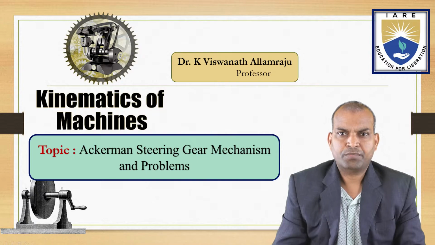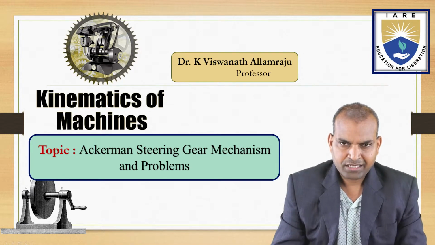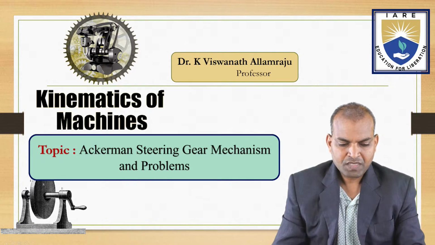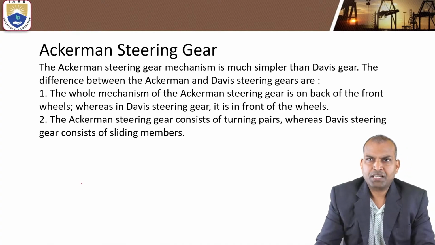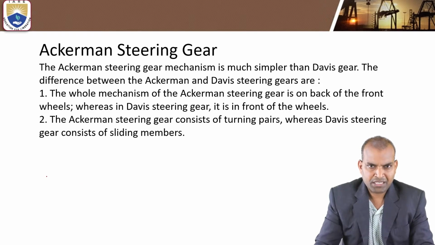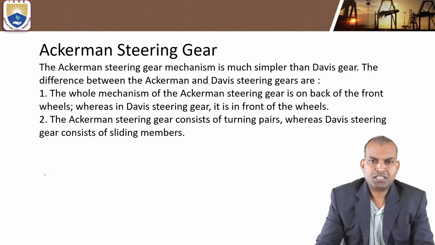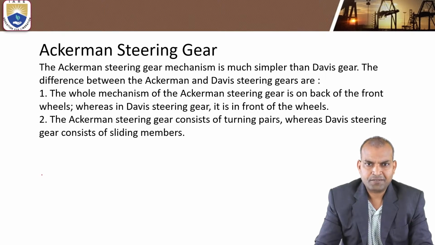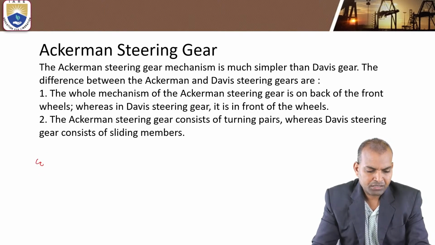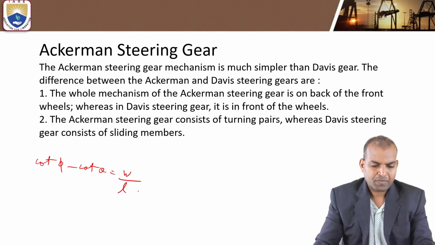Today we are going to study some of the steering gear mechanisms and their problems. One of the steering gear mechanisms here is the Ackermann steering gear mechanism. It is a simpler mechanism in comparison to the Davis steering gear mechanism. In the last class we studied the fundamental condition for correct steering, the equation of exact steering gear, that is cot phi minus cot theta equal to W by L.